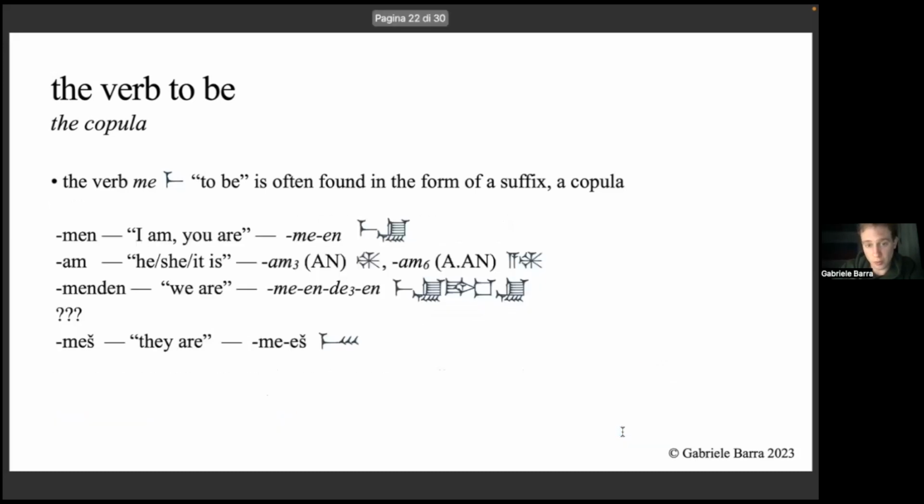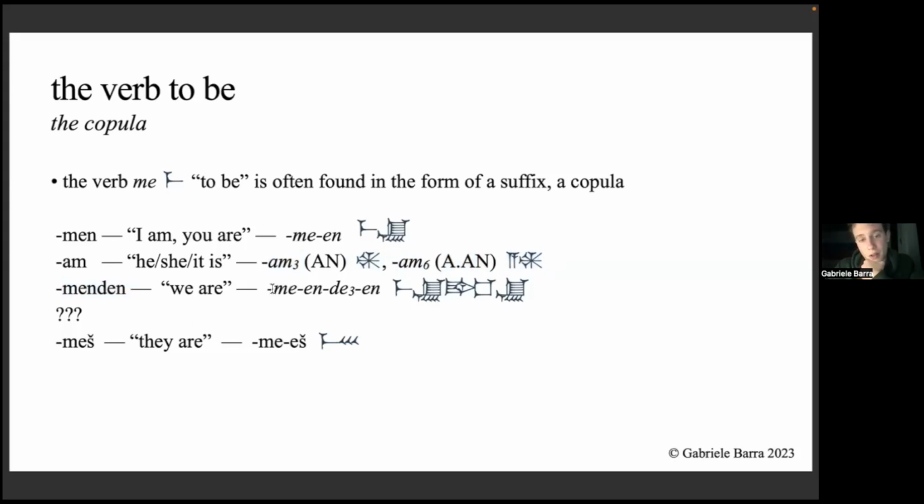So in short, I have prepared here a table with the cuneiform writings as well. So we can basically conclude that the suffix men means I am or you are. Am is it is, she is, or he is. It can be written both as am3, which is another reading of am, which is also an and dingir, or am6, which is a plus an. So look out for that.